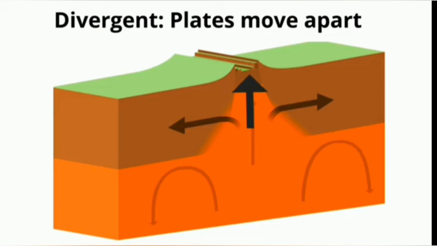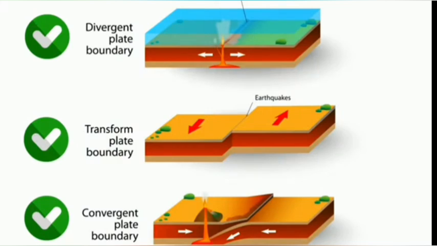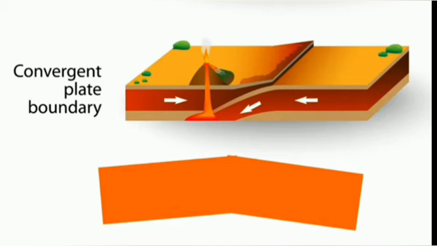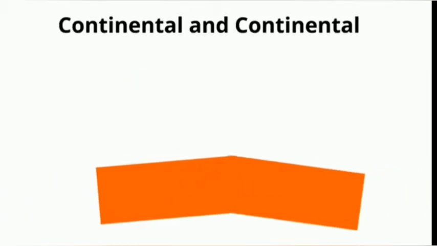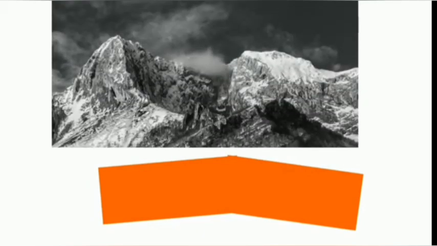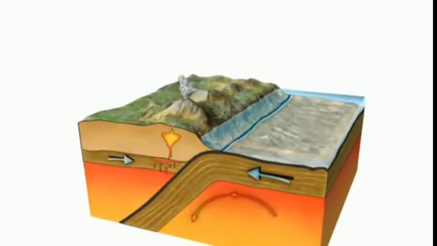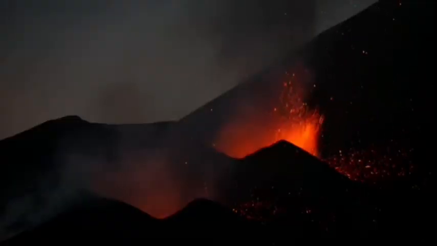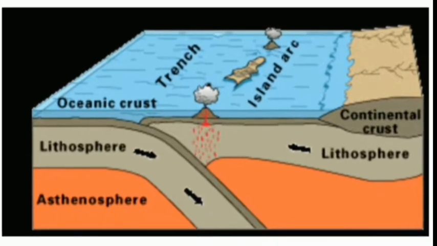Teachers, don't forget. The second, convergent boundary. This is when the plates collide with each other. By the convergent boundary process, three forms take place. 1. When continent collides with continent, fold mountains like the Himalayas are formed. When ocean collides with continent, it forms volcanic mountains like the Andes. When ocean collides with ocean, island arcs are formed. The best example is Japan.